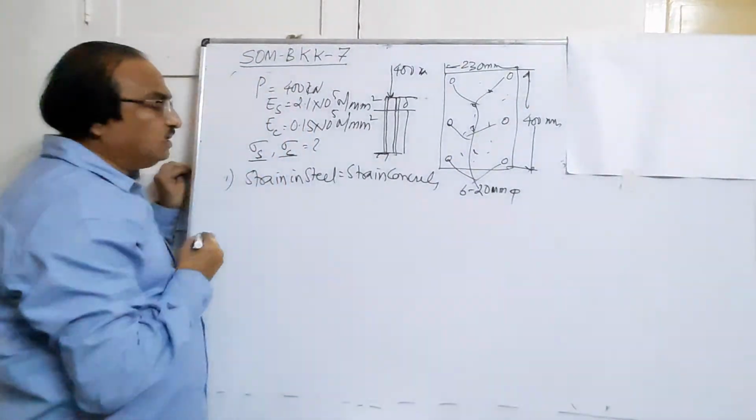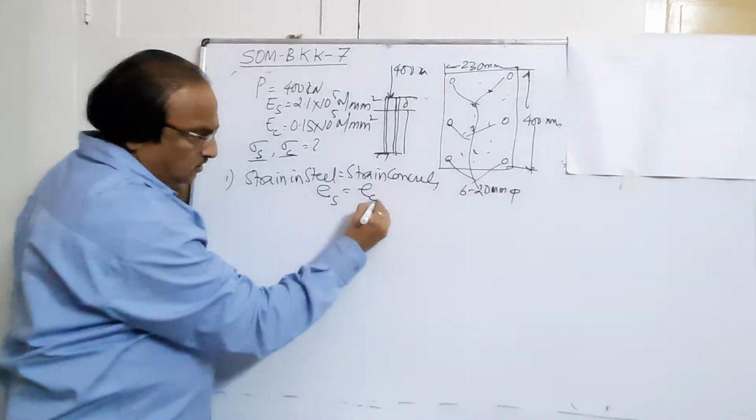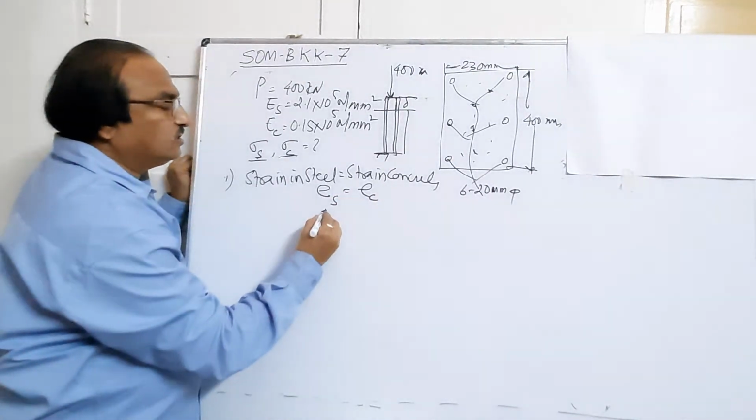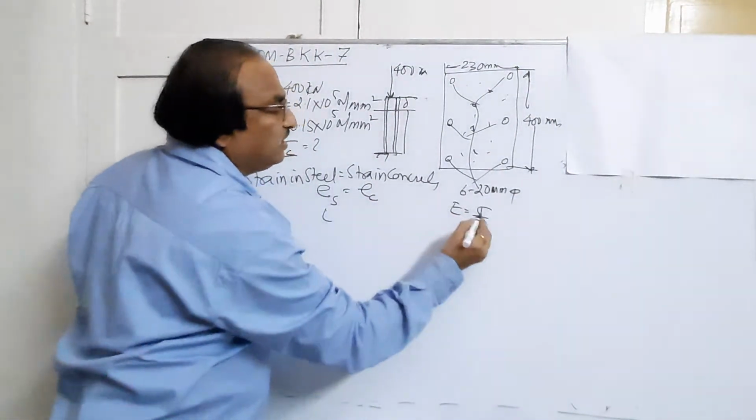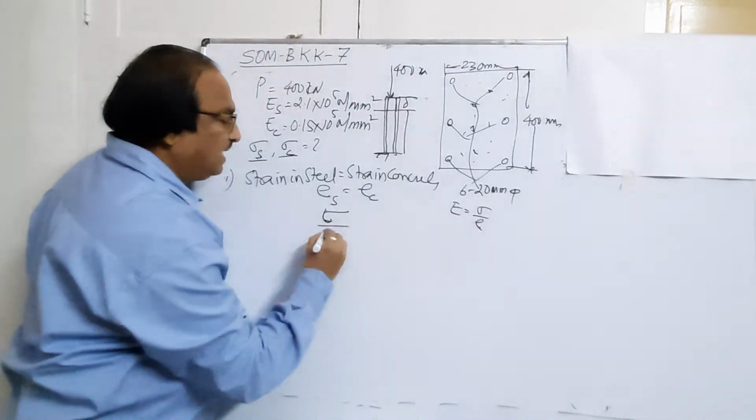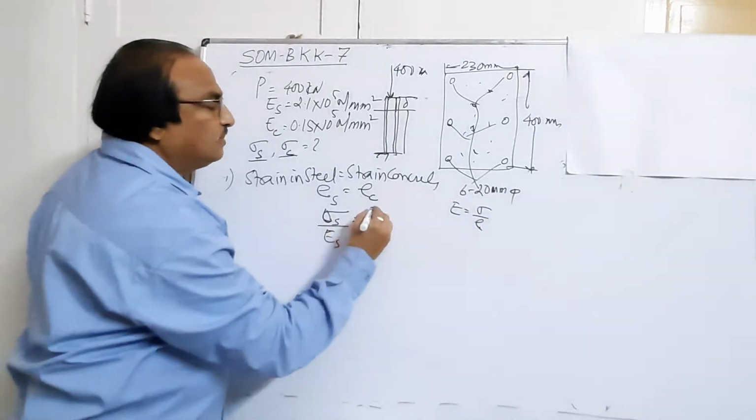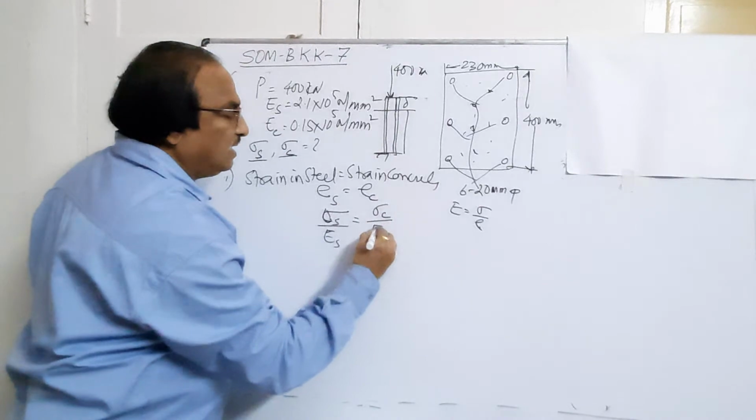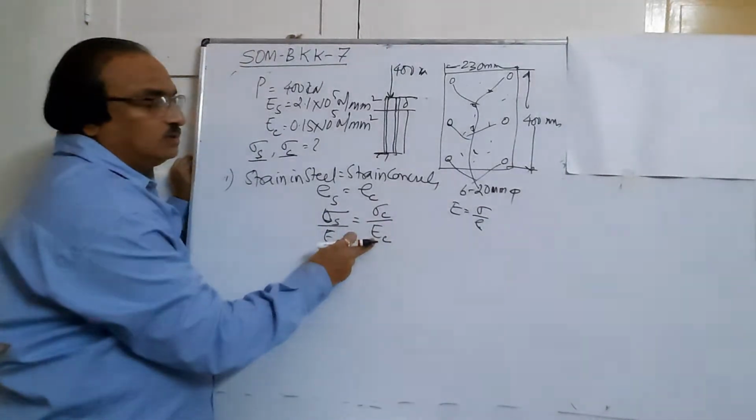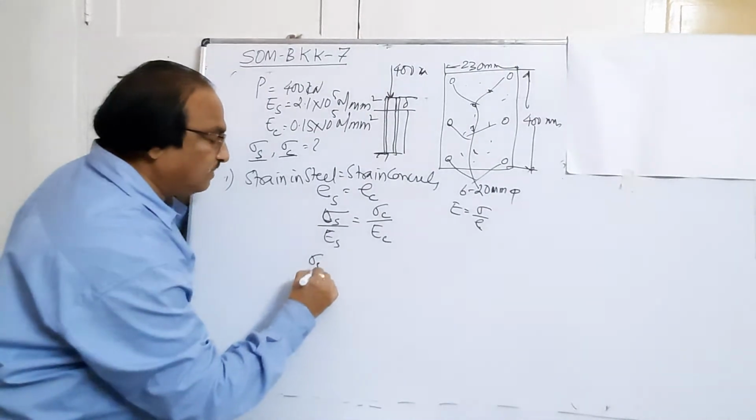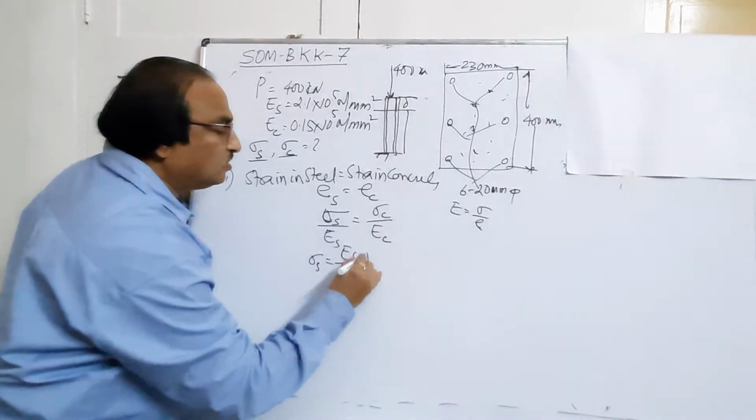So strain in steel is equal to strain in concrete. We have seen Young's modulus is equal to stress by strain, so strain will be stress divided by Young's modulus. This is for steel, and this will be equal to sigma C by EC. Now you know these two values, so let us substitute them. Sigma S is equal to ES by EC into sigma C.